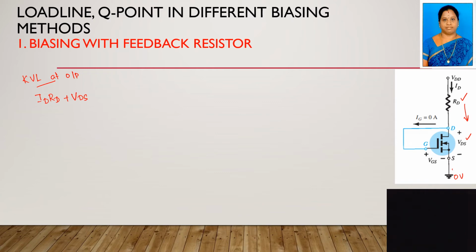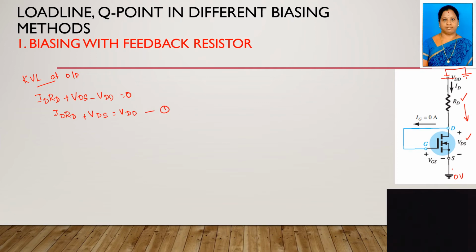This VDD, the positive is connected here. The negative is connected to the ground, right? This means the positive of the VDD is connected to the circuit, the negative is connected to the ground. Thereby the circuit will be closed here, right? After this ground, first you are meeting minus. So you have to write here minus VDD equal to 0. Thereby here ID into RD plus VDS equal to VDD. You can consider this is the first equation.